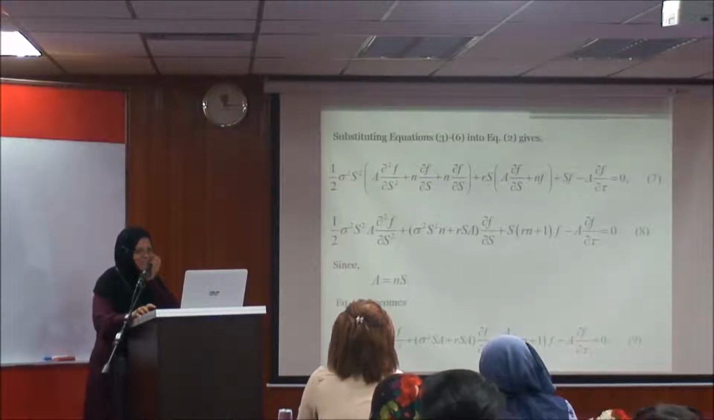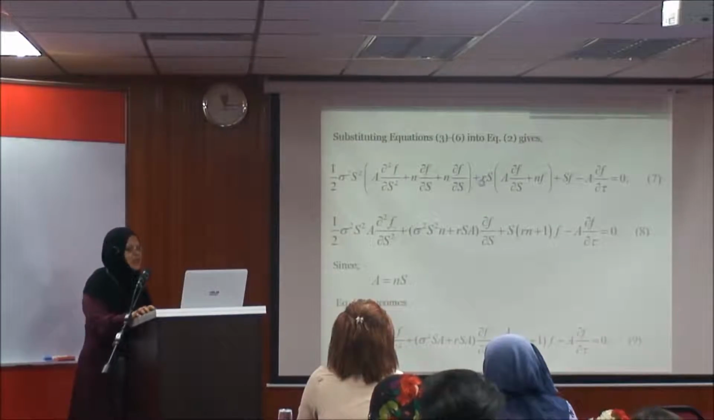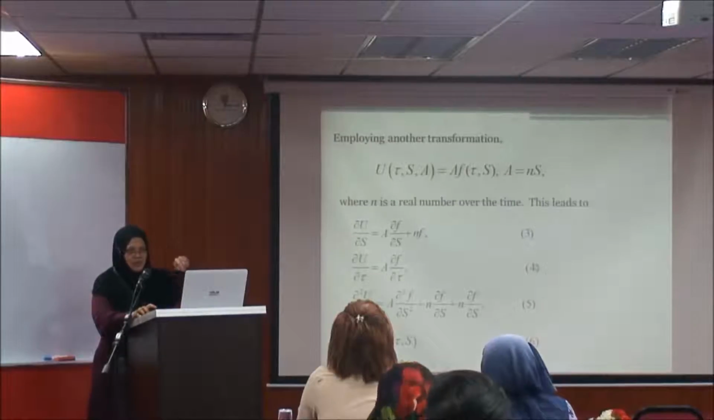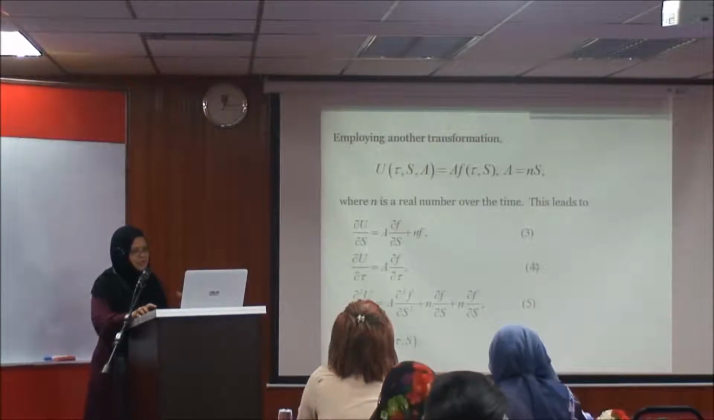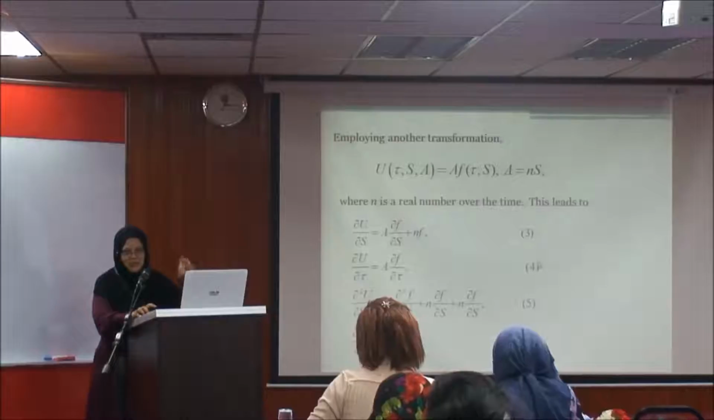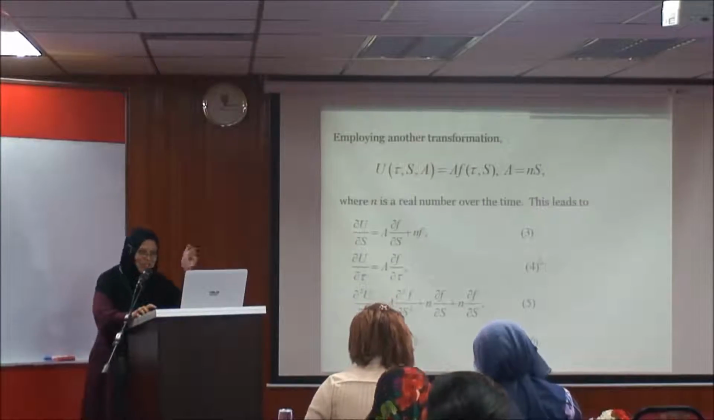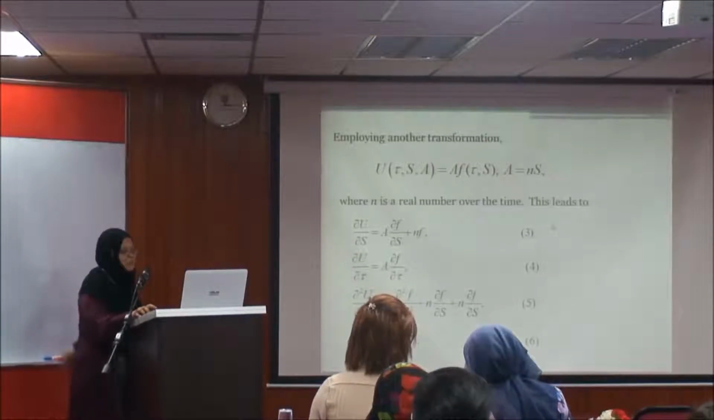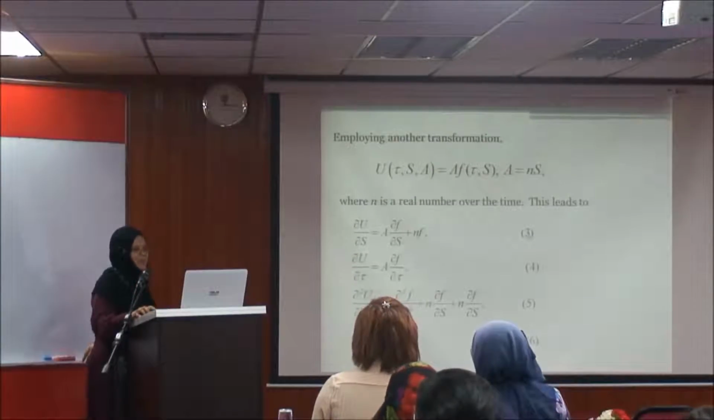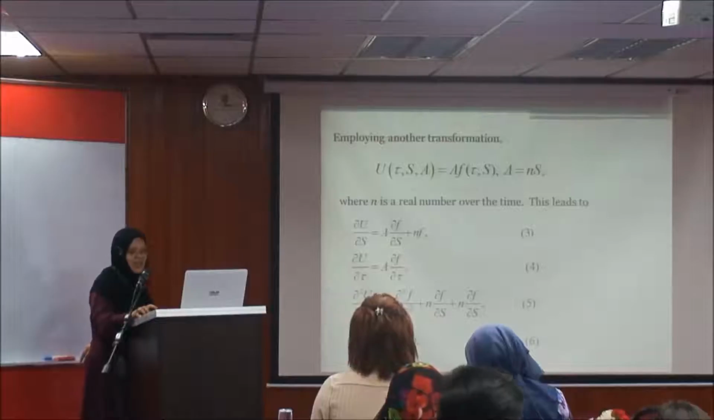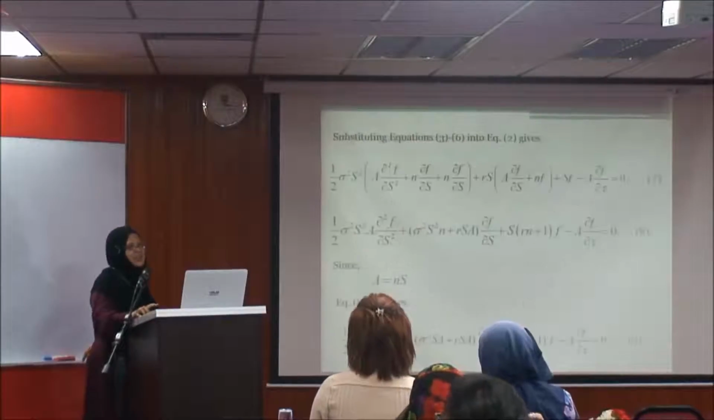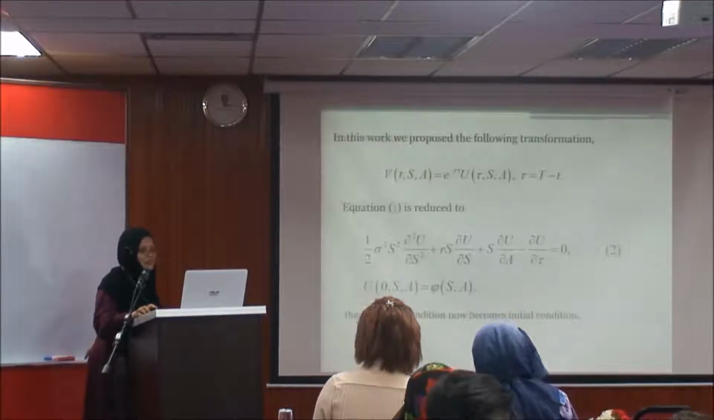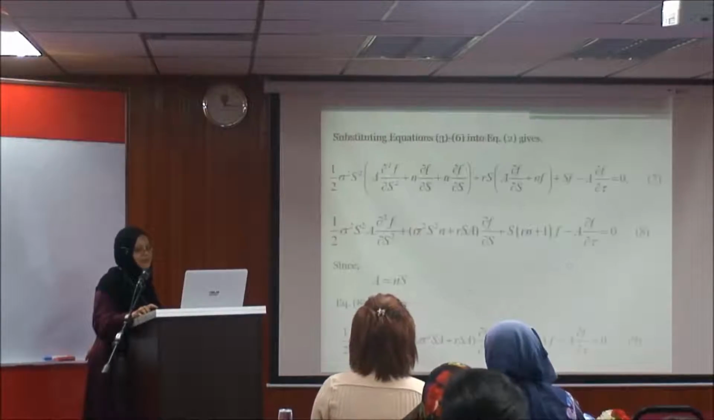Does it look familiar? Equation 7 is when you substitute the 3, 4, 5, and 6. I'm taking all this and putting it in our previous equation just now, here, and this is what I'm going to get.